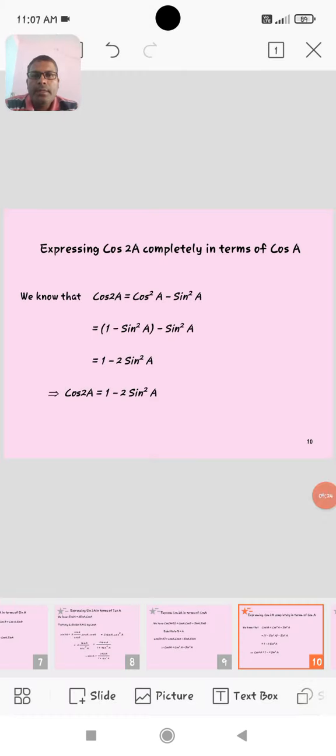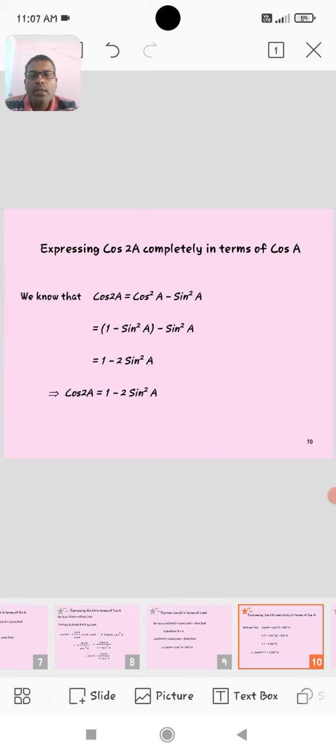Now expressing cos 2a completely in terms of sin a. We know the cos 2a formula: cos square a minus sin square a. Now in the place of cos square a, we write 1 minus sin square a. Why? We know that sin square a plus cos square a is equal to 1. Using that condition, in the place of cos square a, we write 1 minus sin square a. So 1 minus sin square a minus sin square a. We get 1 minus 2 sin square a.